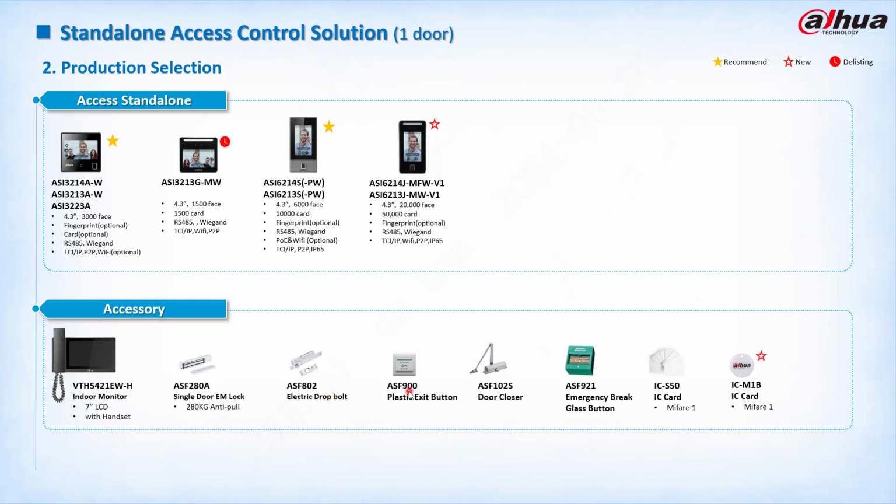For exit, you can use the plastic exit buttons. If you need to manage the closure of the door, you can use the door closer. You can again add the emergency break glass, or you can use either the IC cards for access authentication, or you can use these other cards from Dahua.